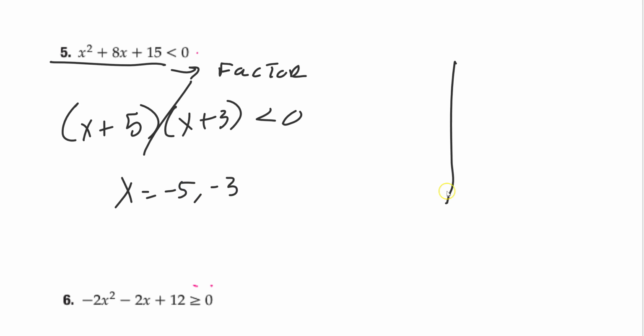So how are we going to do this? We're going to graph it. You go to negative 3. Go to negative 5. Notice it's positive, so it opens up.